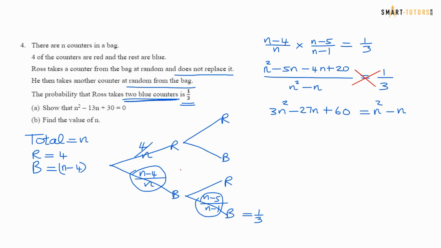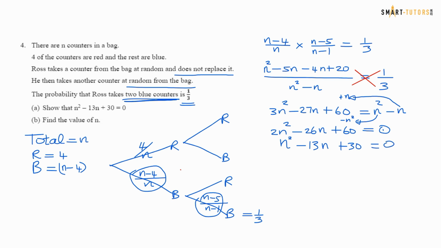So if you take away n squared from the other side, this becomes 2n squared, and minus n coming this side becomes plus n, so minus 26n plus 60. Make sure I'm bringing this one, that becomes minus n squared, and I'm bringing this one, that becomes plus n, equals 0. I can divide everything by 2, so n squared minus 13n plus 30 equals 0.